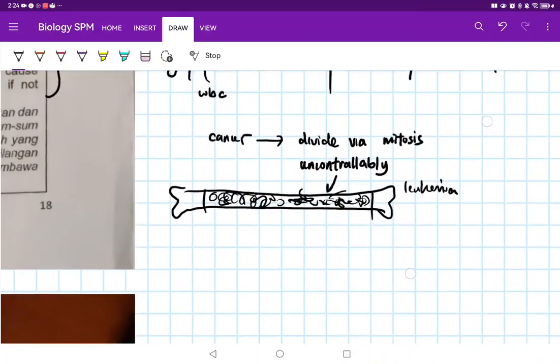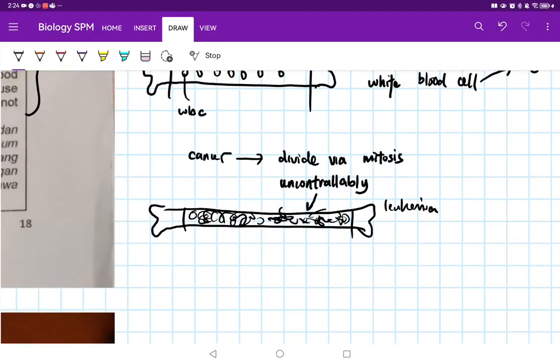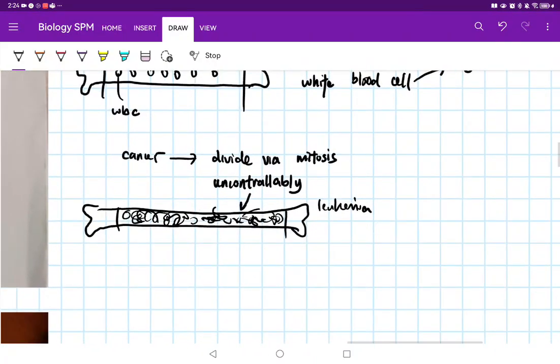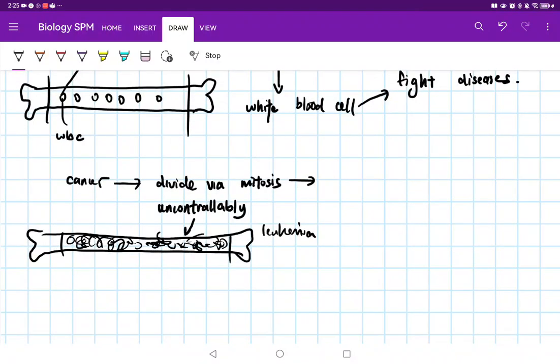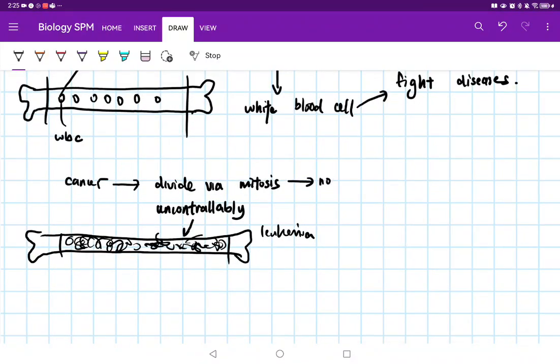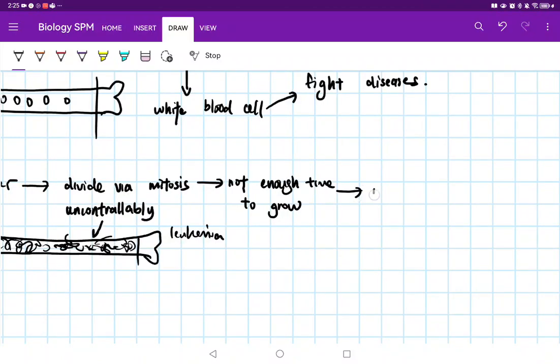When they produce too quickly, when they undergo mitosis too quickly, they don't have enough time to grow. Not enough time to grow, and therefore, they become immature.